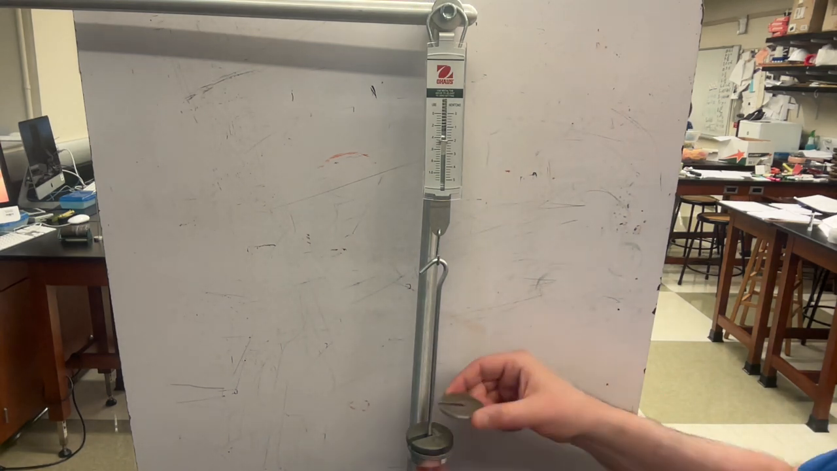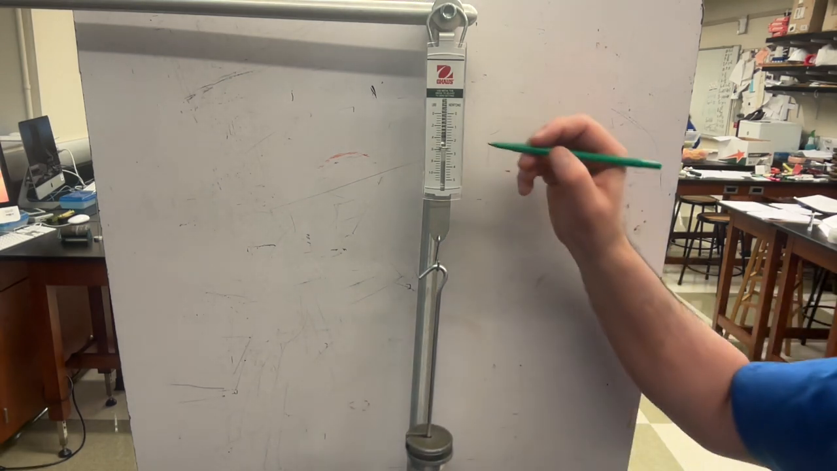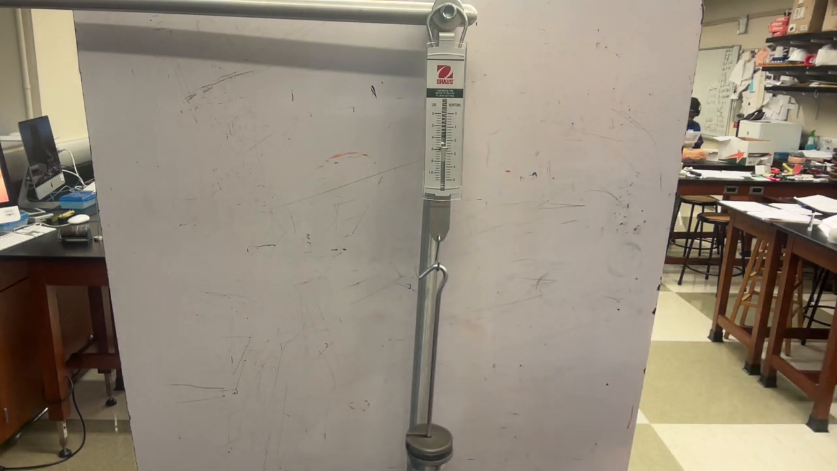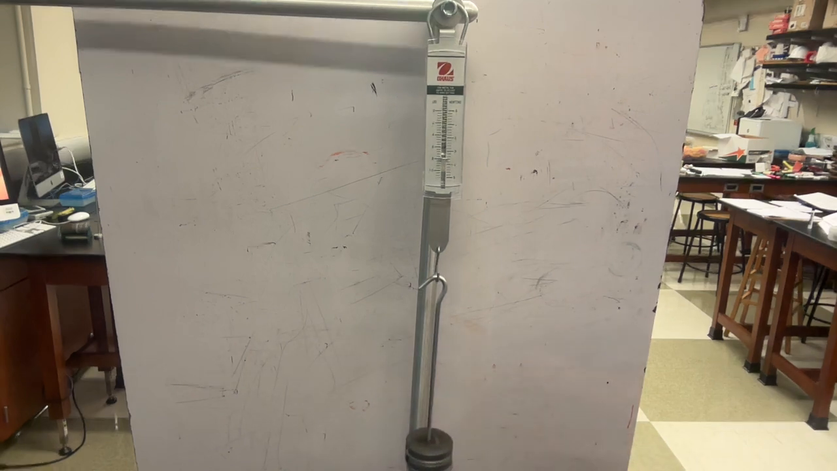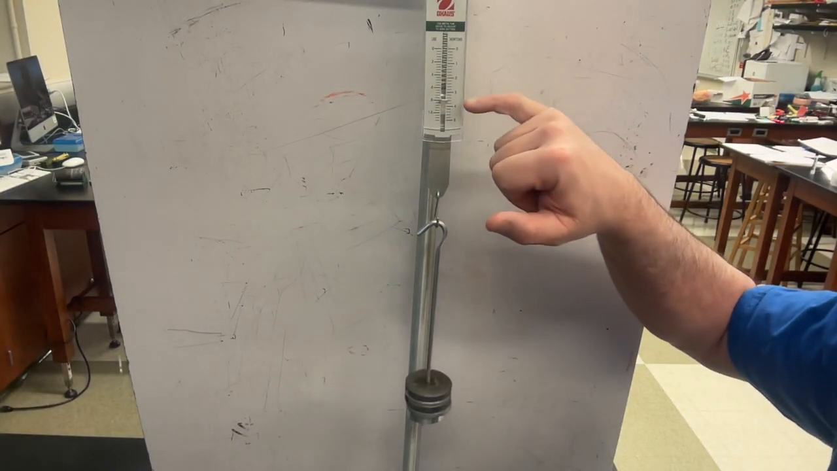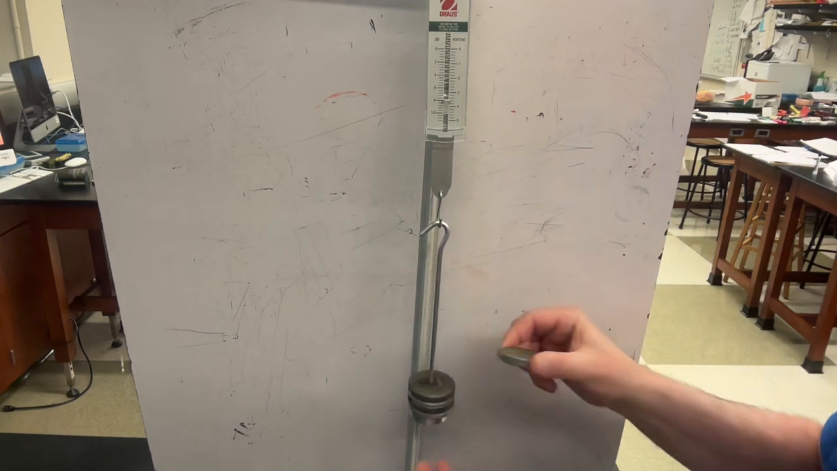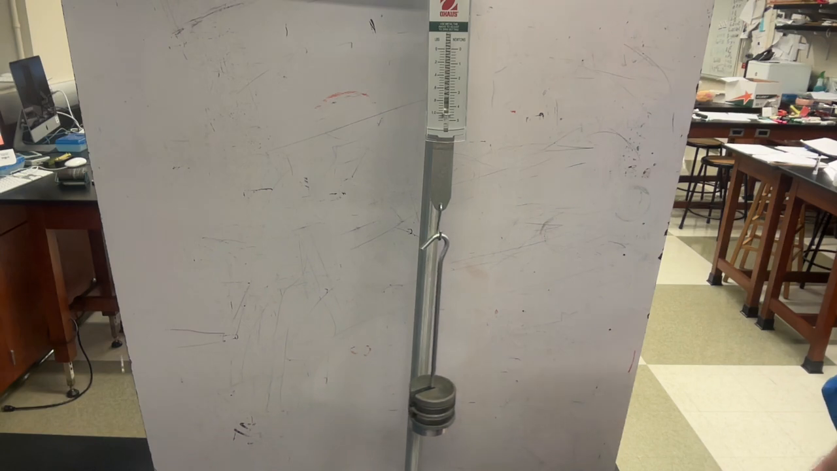We'll add an additional 50 grams. So the mass of our hanger is now 250 grams. And it looks like we're at about 2.45 or 2.5 newtons on the scale. From 250 grams, we're going to jump up to 350 grams. I'm adding another 100 grams down here. And now we're at about 3.5 newtons is our weight. We'll add one more 100, so now we're at 450 grams. And the corresponding weight looks like it's approximately 4.5 newtons.